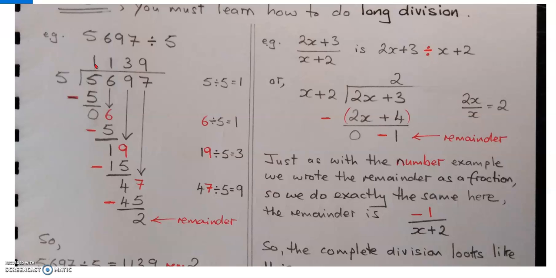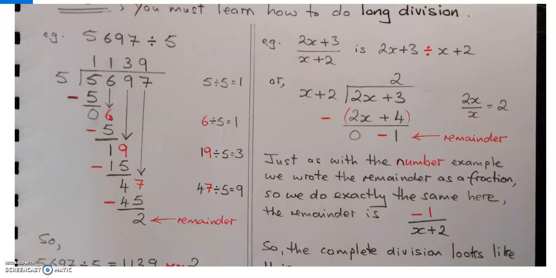Now, you take this 1 and you go 1 times 5, this 5 here, and you write it underneath this 5 there. So 1 times 5 is 5. You draw a line, and you take away. So you go 5, take away 5. Well, it's 0. Okay, now you bring down this 6 to here.